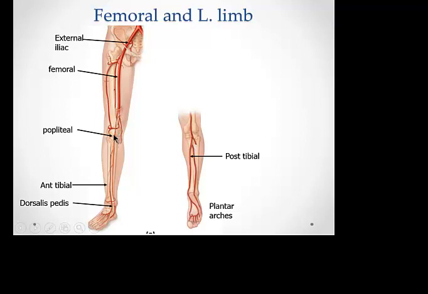Then this popliteal artery divides into 2 branches. One branch remains on the back of your leg, so in relation to your calf, and another branch kind of hops over and comes to the front of your leg.